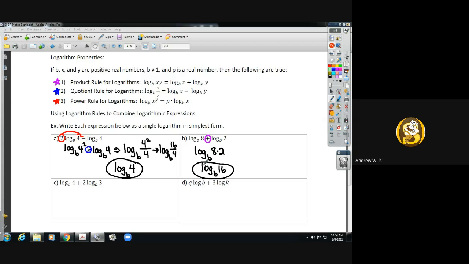Give those two a shot, letter C and letter D. Combine those down into a single logarithm and write it in simplest form. Letter C should be extremely quick. Letter D might take a little bit longer because it has some letters in there. So you won't be able to do a whole lot other than put it together.